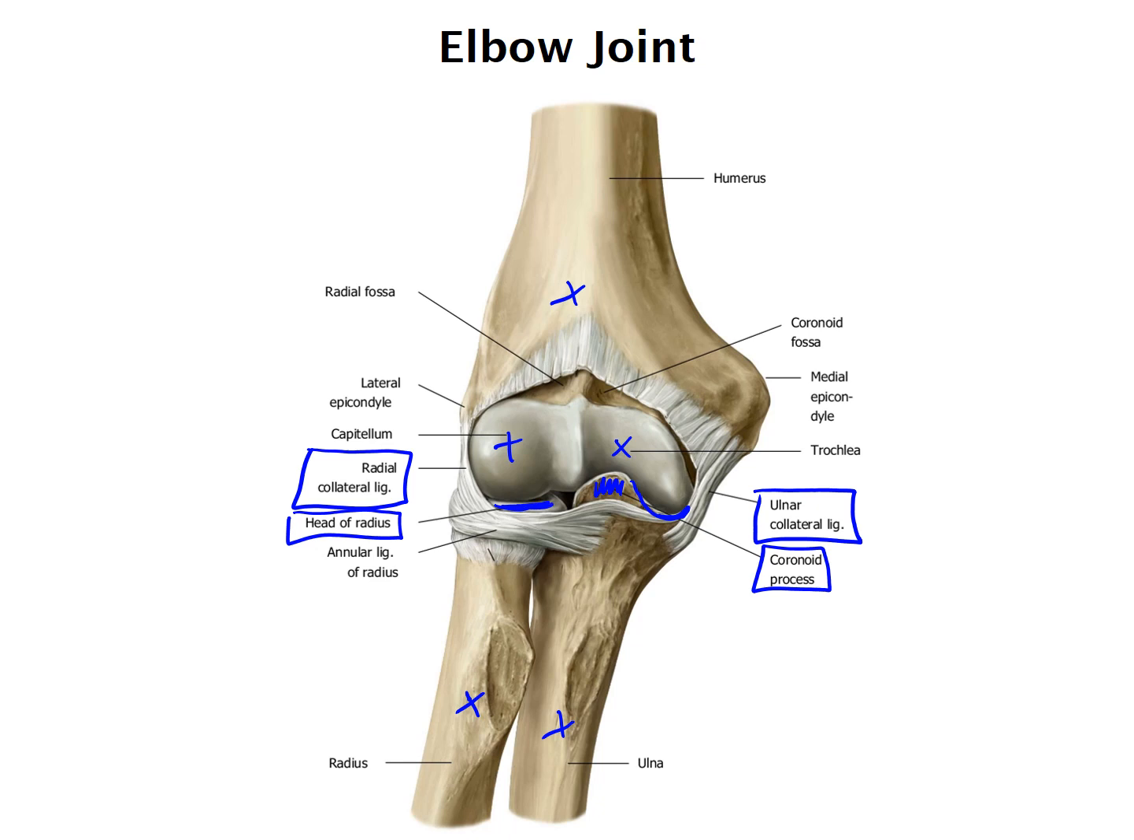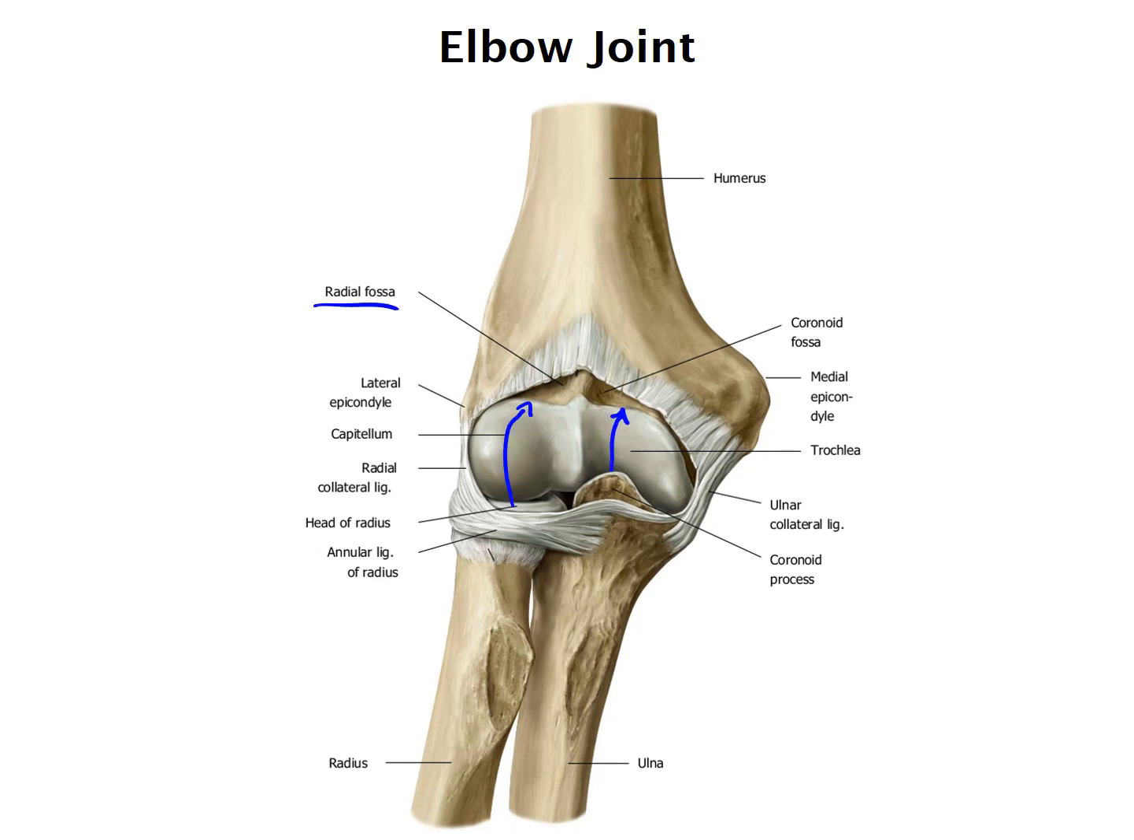Both the humeroulnar and humeroradial joints permit flexion and extension of the forearm. During full flexion of the forearm, the head of the radius and the coronoid process are received by the radial and coronoid fossae, which are located just proximal to the capitulum and the trochlea respectively.